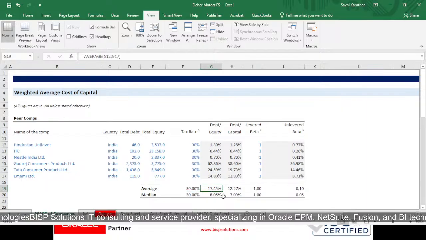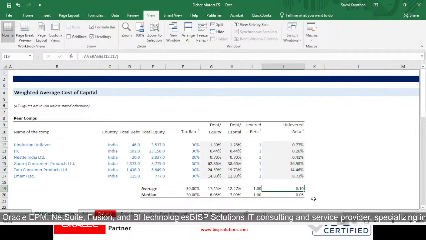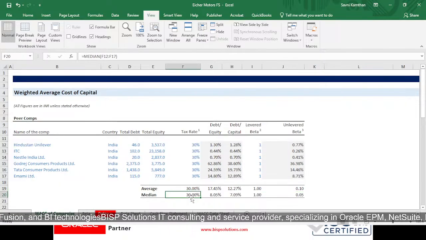So debt upon equity was 17.45% of average, and debt upon capital was 12.27% of average, and levered beta is 1 only, because every single company was having 1 levered beta only, so our average comes out to be 1, and unlevered beta we got 0.10, right? Then again, what formula for median function is available in our Excel sheet. So for that, again, I have selected this data, and I got 30% as my tax rate only for median, and I have dragged it till the end of my unlevered beta for calculating median.